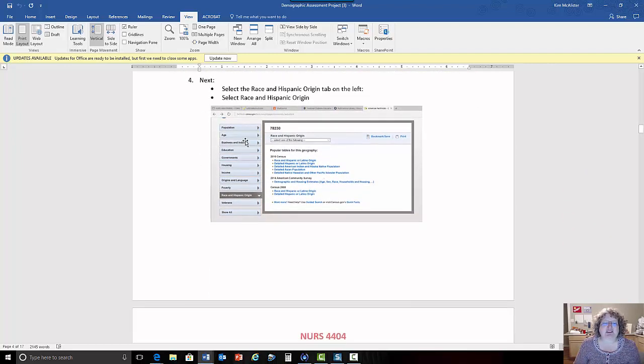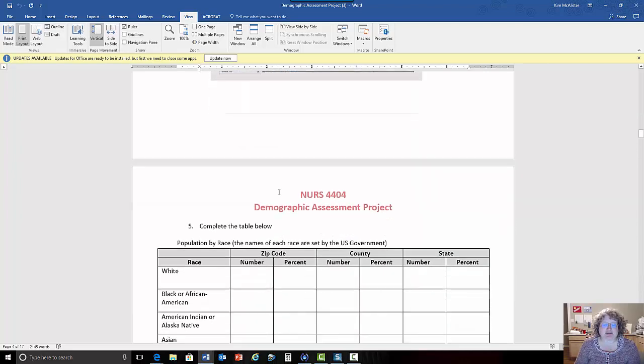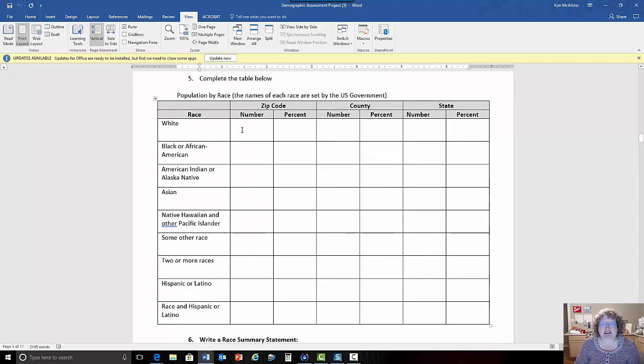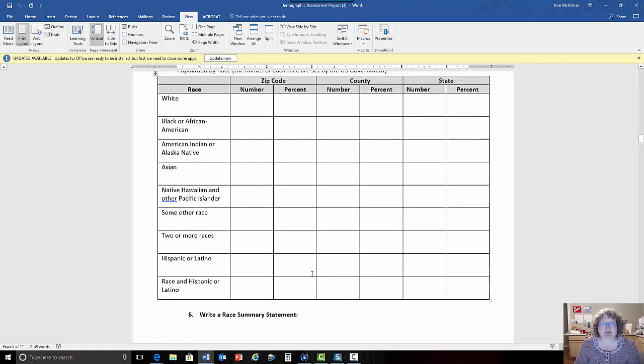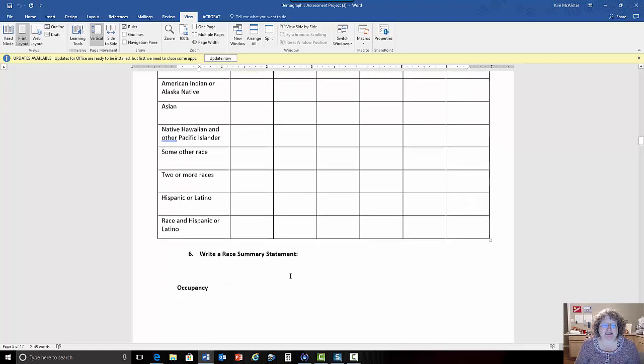So then you'll go and you'll select the Race and Hispanic Origin tab on the left. And you'll have another set of tables that you can click on. And then you will complete that information here. And then write a summary statement about race.